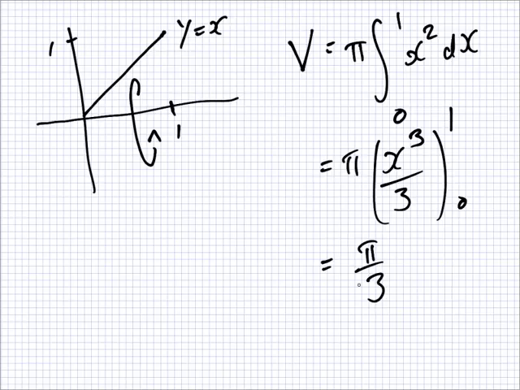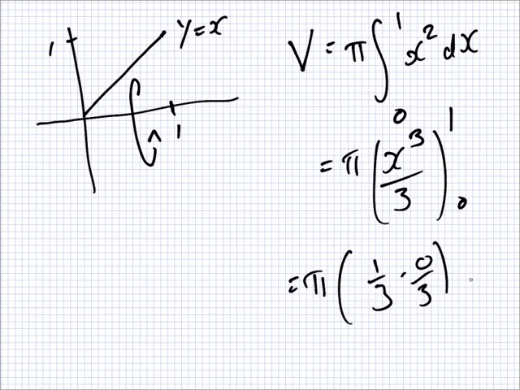What's wrong? Here I put in the 1 and the 0, yeah? 1 over 3 minus 0 over 3. Pi over 3. No? Part.